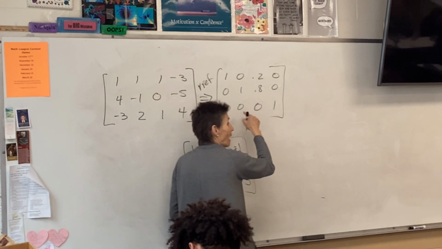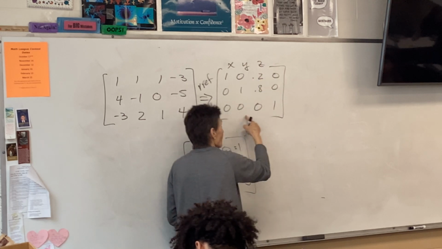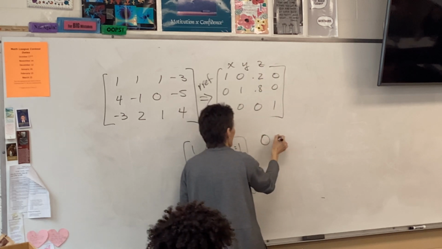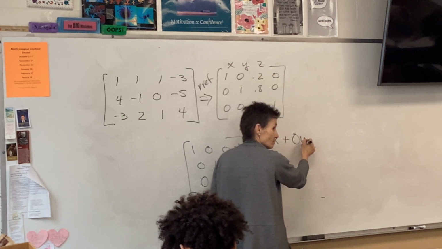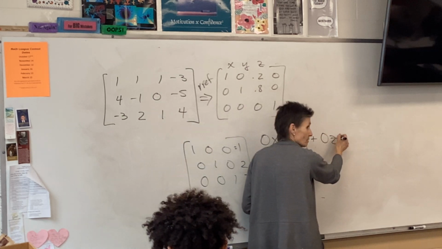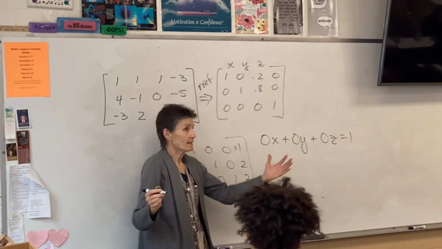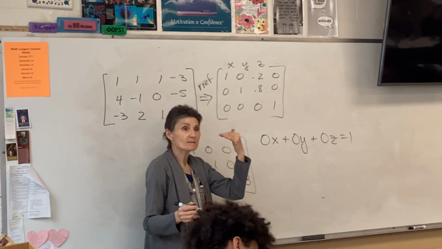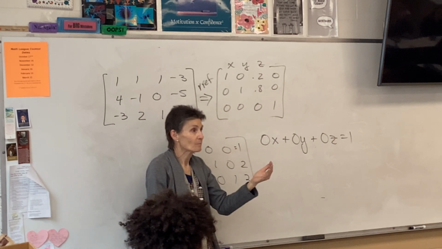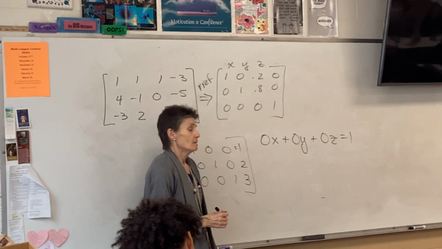What is this bottom row? This is an equation. This is x, y, and z. What does that bottom row say? No x's, no y's, no z's, add up to 1. That doesn't make any sense. Can nothing add up to 1? No. What is the solution to this system? None. They don't intersect.